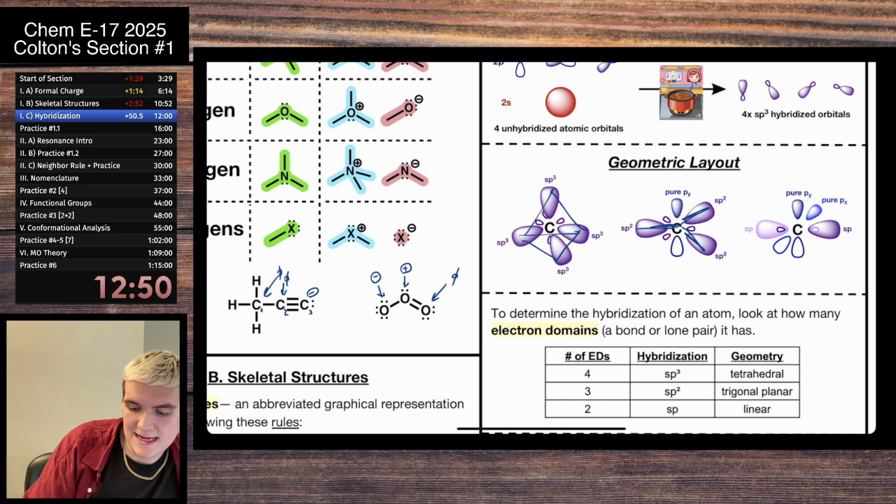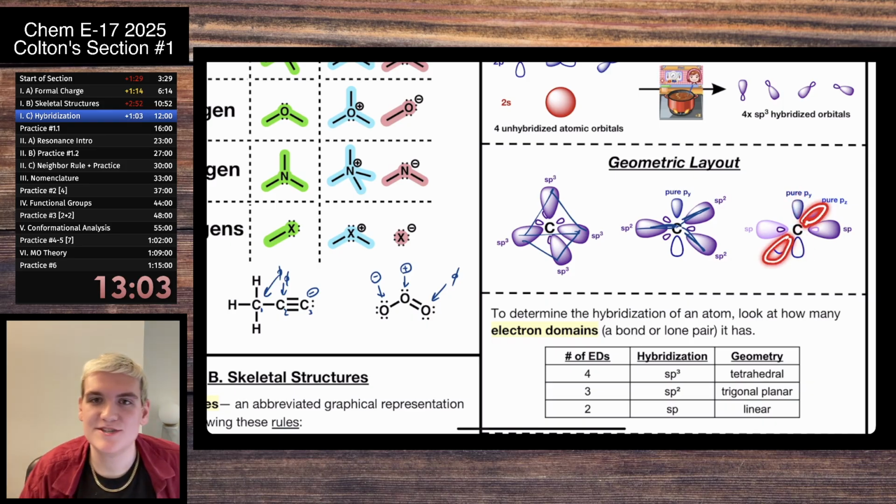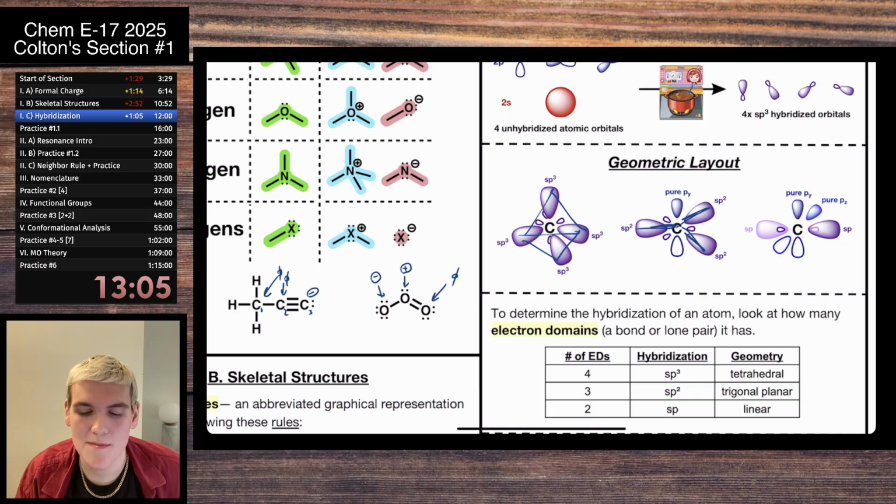Then finally for sp, you have this linear organization of the sp orbitals. And then you have 1 p orbital that's perpendicular, kind of going up and down, and then 1 that's perpendicular going into and out of the page. That's always a little bit trickier to show.